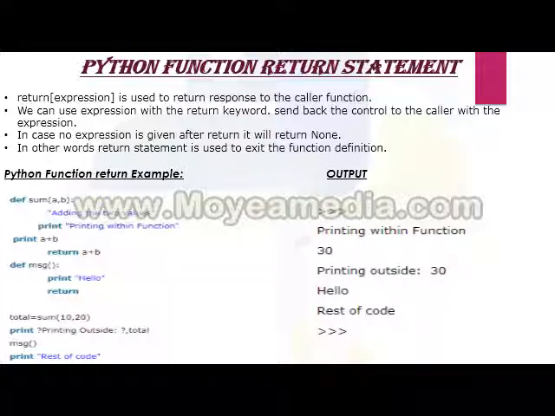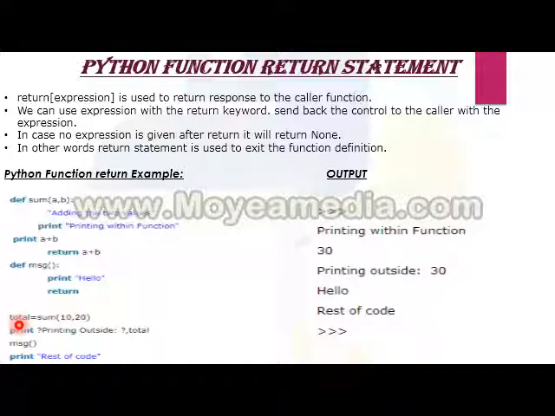Again we will see this by an example. Here we have an example: def sum(a, b), adding the two values, printing within function, print a plus b, return a plus b. Here we can see this function sum has returned a value a plus b. It means whenever this function is called, it will return the value a plus b. So here we have another function, message, print hello, return. So we will see how the whole process works.